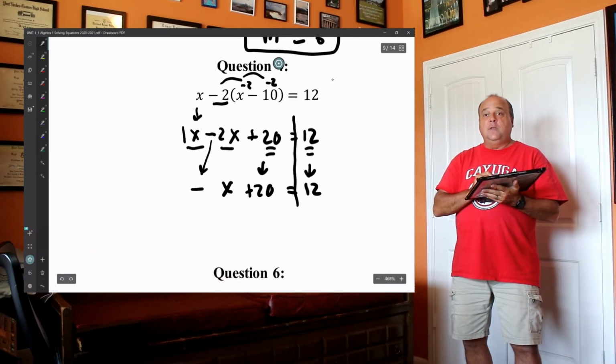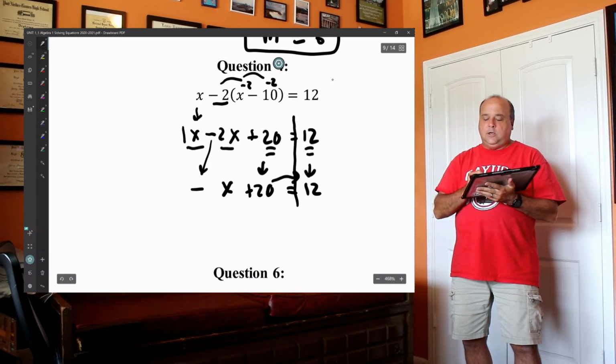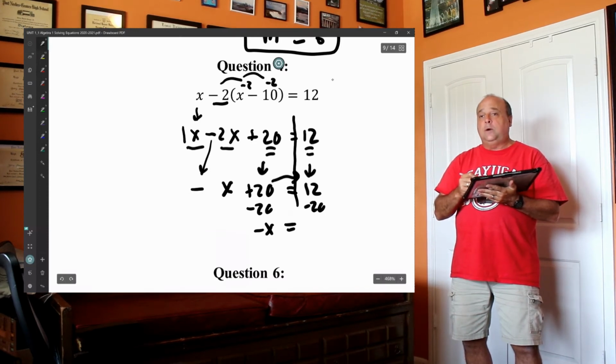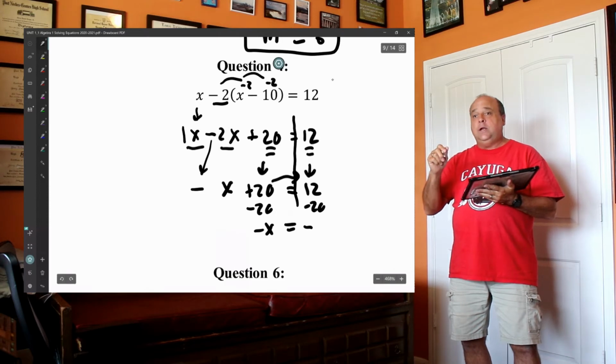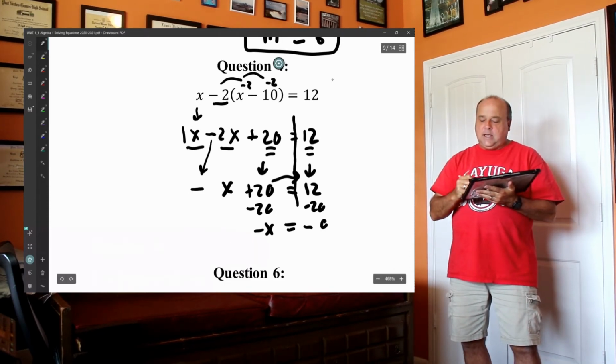Now then, the letter's on the left-hand side, so the numbers have got to go to the right, so I'm going to move the 20 over. And I'm going to get negative x equals, what do you have more of, 12's or 20's? You got more 20, so the sign's negative, and 12 and 20 do not have the same sign, so 12 away from 20 is 8.